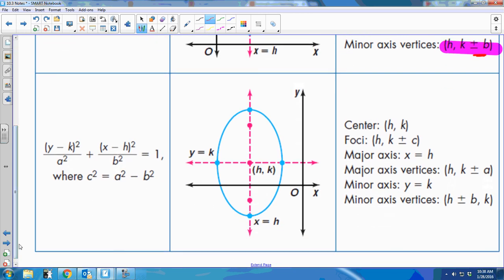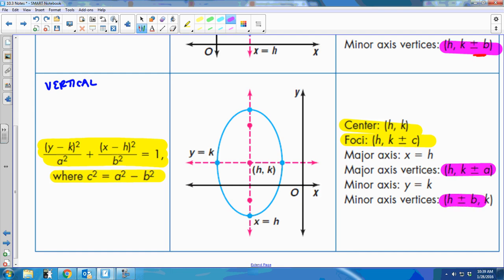Well, we also have vertical ellipses that have very similar information. Again, the stuff I'm highlighting is the things that they tell you on the formula sheet. When you get done writing this stuff down, we're going to talk about how you're supposed to tell the difference between the two if you're just looking at an equation.